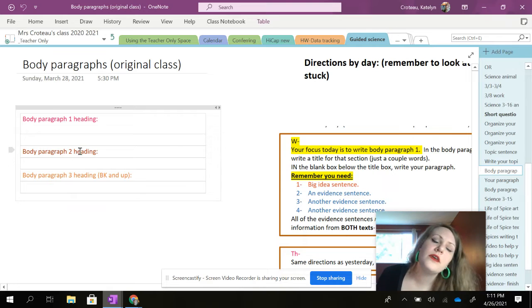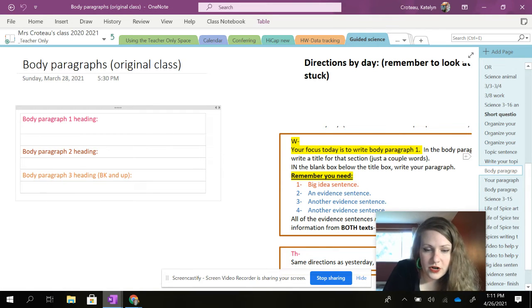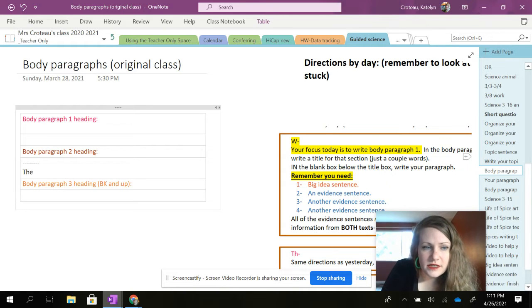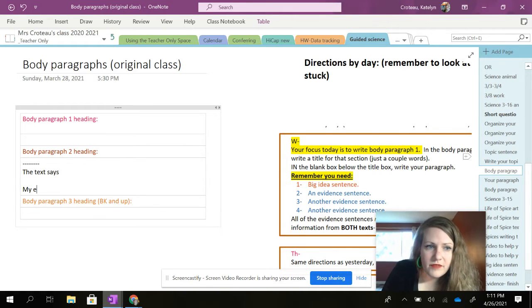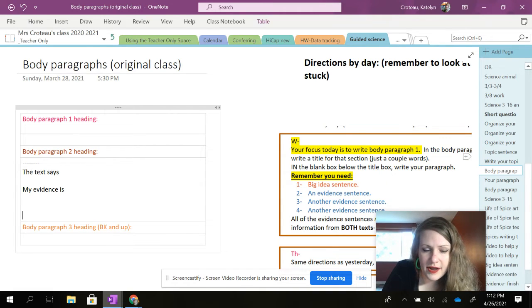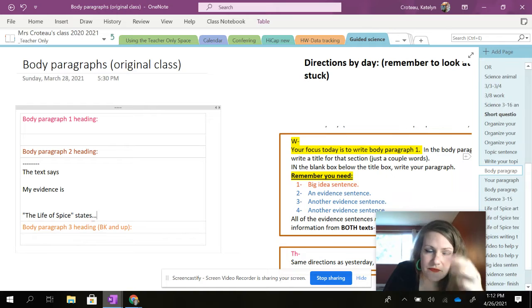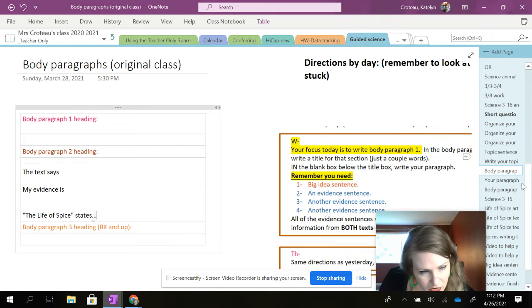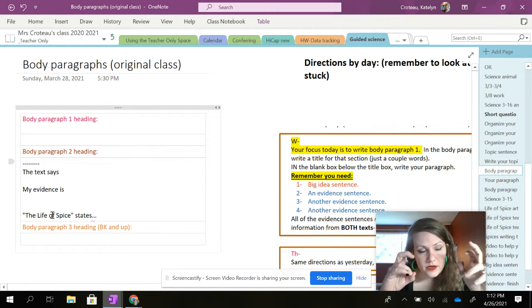Here we are. If you wanted to, you should already have your big idea sentence here, so I'm going to pretend that's where that is. And if you wanted to, you could say, "The text says, my evidence is..." Maybe you want to choose one where you actually say the name of the source. "The Life of Spice states..." Notice the name of the article is inside of the quotation marks there. If I used evidence from Why Salt, then the name would be Why Salt.